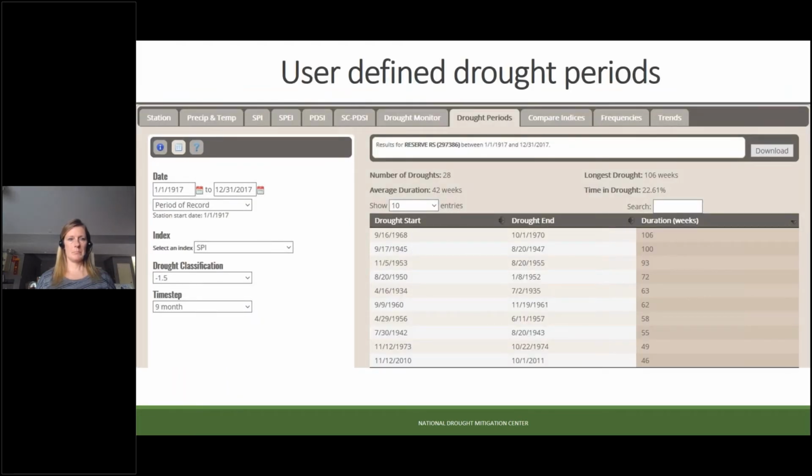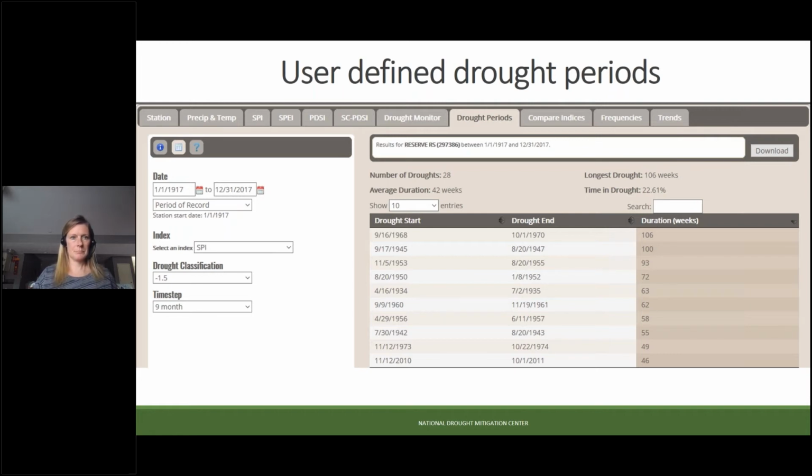So this is also some user-defined drought periods. On the left-hand menu, for this example, I took SPI again, and I said I wanted to know when the 9-month SPI was at a minus 1.5 or worse. And so what it tells you is a summary here, and it tells you when these took place, how long they lasted, when they began, when they ended. It gives you the average duration.